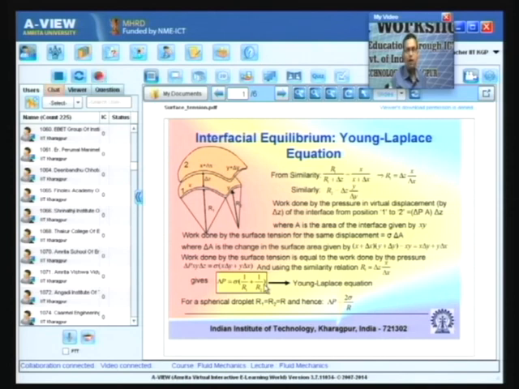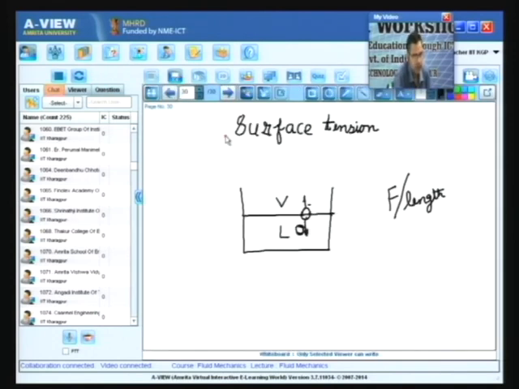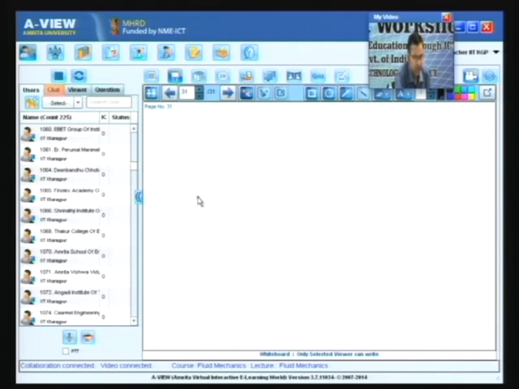So far we have understood what is the surface tension force, how is it expressed, and how does it manifest in terms of a pressure difference. Next we will try to understand that you have now the two sides of the interface. Out of the two sides of the interface, which side has greater pressure, the concave side or the convex side? We will try to develop a qualitative understanding for that.